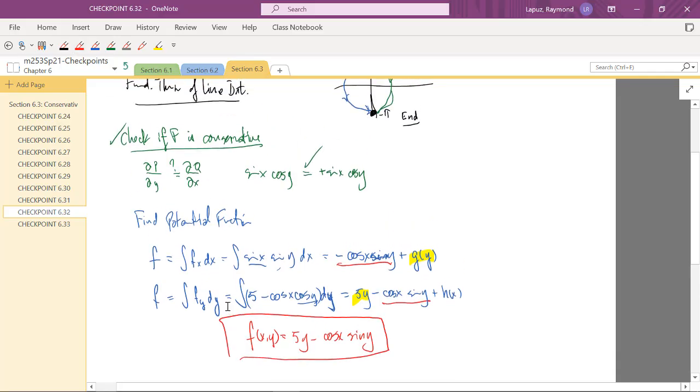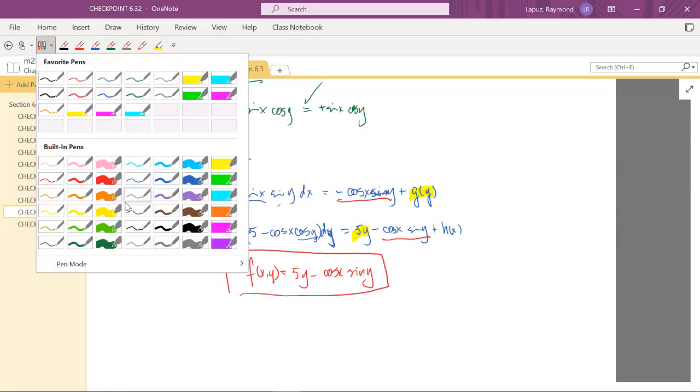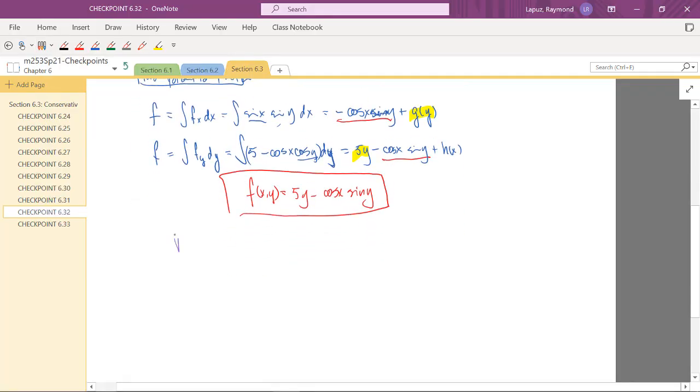And then finally, now that we found a potential function, we can use the fundamental theorem of line integrals, which tells us that the integral of a conservative vector field, let's just call it a gradient field, dr is equal to the function itself, which we just found, evaluated at the endpoint, minus the function itself at the start point.